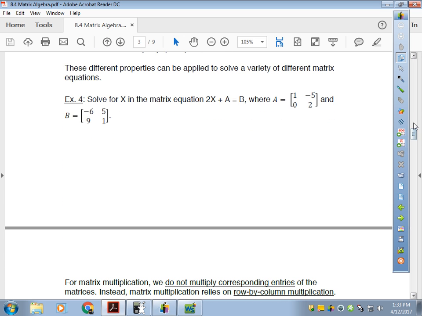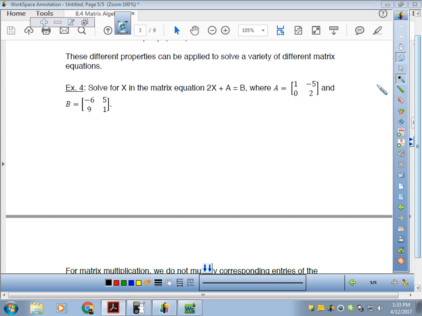Now we can actually take this stuff to help us solve some simple matrix equations. So if we look here at example 4, it asks us to solve for x in the matrix equation 2x plus A equals B. So I'm just going to rewrite that over here, 2x plus A equals B. So we're going to do a little bit of algebra to solve this thing for x. We'll start by moving the A over, so we'll have 2x equals B minus A.